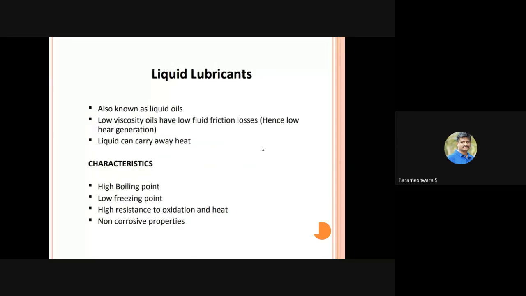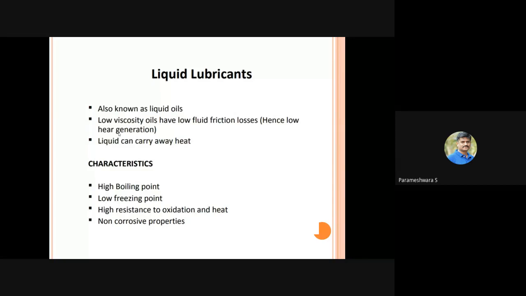Then after solid and semi-solid or semi-liquid lubricants, let us see the liquid lubricants, also known as liquid oils. This liquid lubricant could be a synthetic oil or a natural one. Low viscosity oils have low fluid friction losses and hence low heat generation. Sorry for the mistake, it is heat generation, not air generation. Liquid can carry away heat.